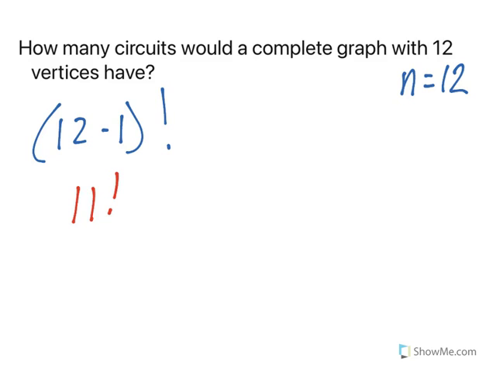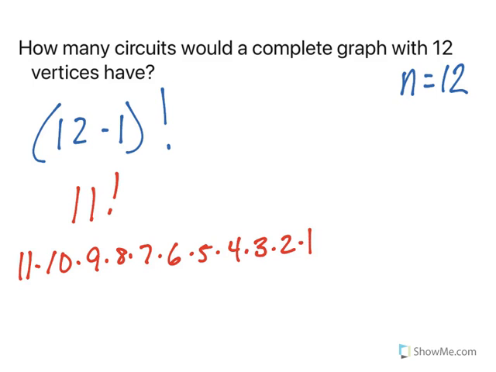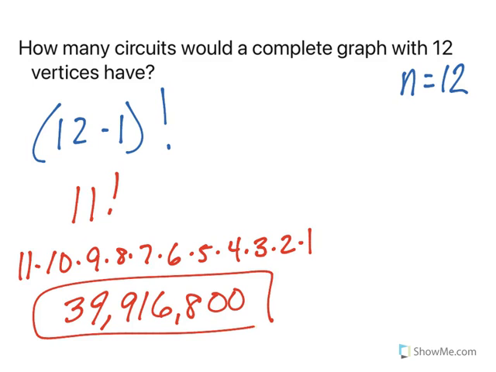Now, if you have a factorial button on your calculator, great, hit the button. If not, you would take 11 times 10 times 9 times 8 times 7 times 6 times 5 times 4 times 3 times 2 times 1. And you would get an answer of 39,916,800 possible Hamilton circuits. That's a lot.